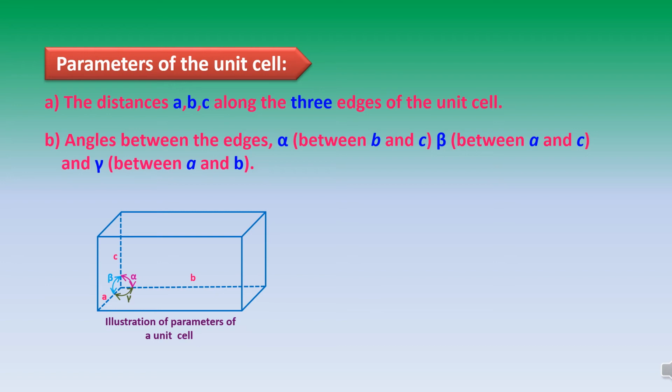So that means there are 6 parameters which will decide the size and shape of the unit cell. One is the edge lengths A, B, C, and the interfacial angles alpha, beta, gamma. Total 6 parameters are there to decide the unit cell.